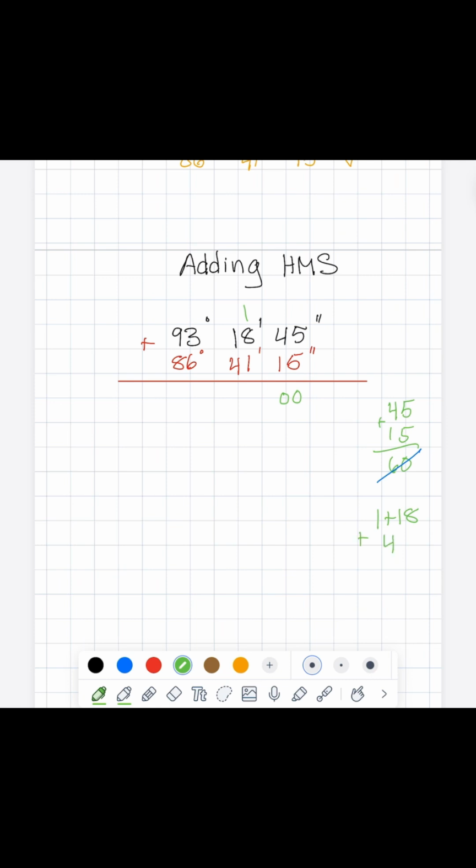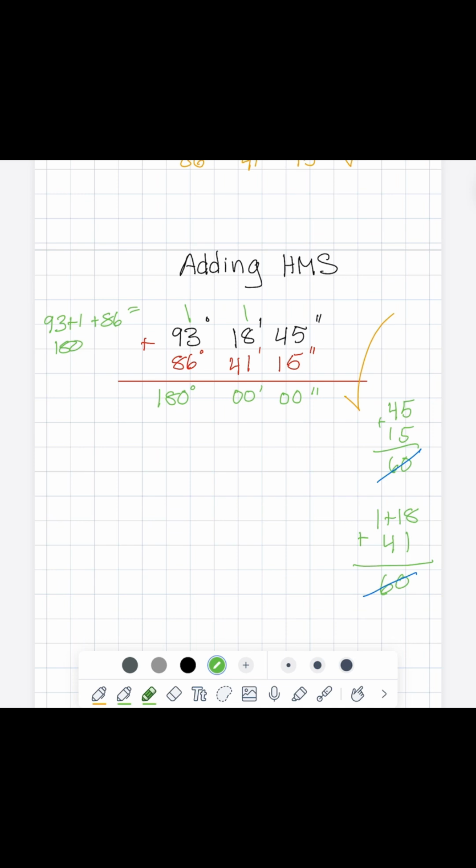So you're going to take 1, add 18, add 41, and you're going to come out with 60 again for this particular problem. So again, 60 minutes is equivalent to an entire degree. So we're going to zero out the minutes because we're giving that whole degree over to the degrees column. Then you're going to, again, just do straight addition. 93 degrees plus that 1 plus the 86 should give us 180 degrees, and we will see that our math checks. So this is obviously a good check for the previous calculation as well.